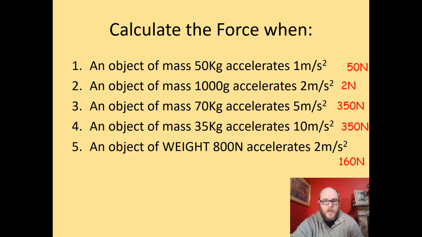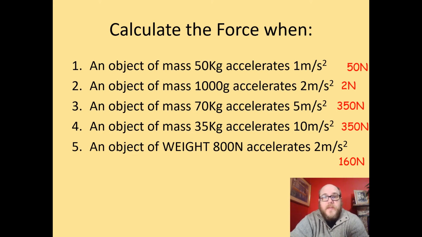Welcome back. So hopefully you've got these answers. An object of mass 50 kilograms accelerates 1 meter per second squared. 50 kilograms multiplied by 1 gives you 50 newtons. An object of mass 1000 grams. There's the crucial unit change there. 1000 grams is equal to 1 kilogram. So 1 kilogram accelerating 2 meters per second squared is 2 newtons.